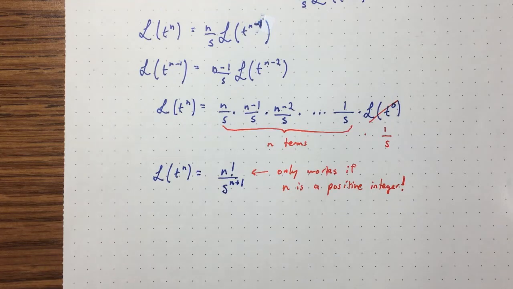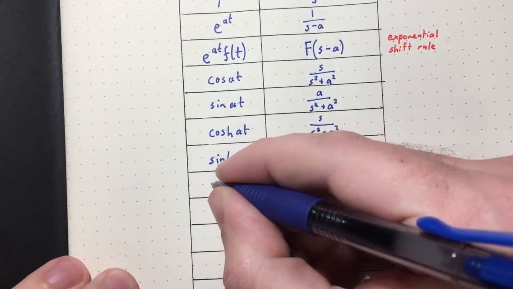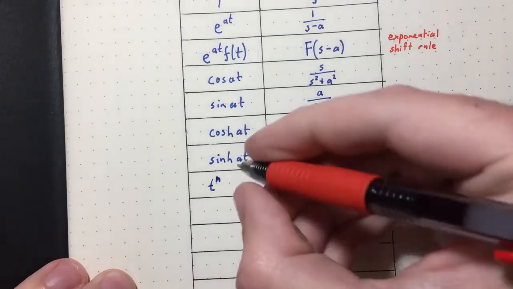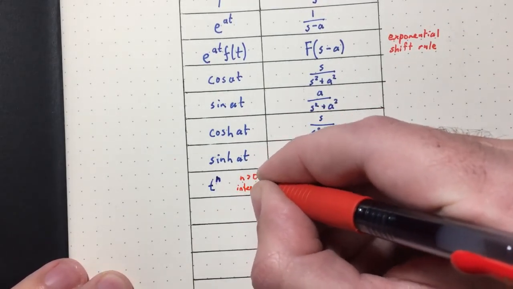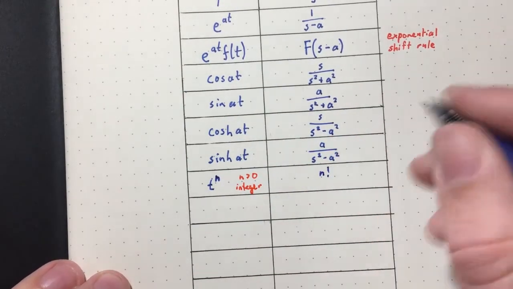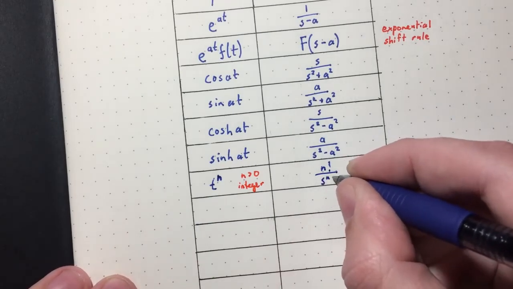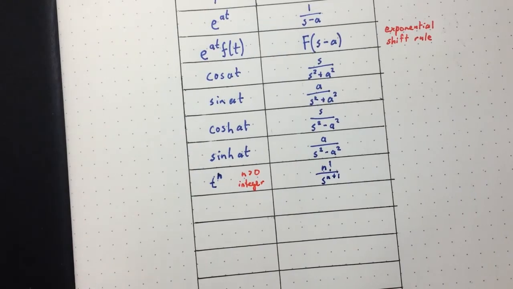Let's record that formula. So I should write in here n is greater than 0 and an integer. And our formula is n factorial over s to the n plus 1. And so you can use this one to take the Laplace transform of a polynomial.